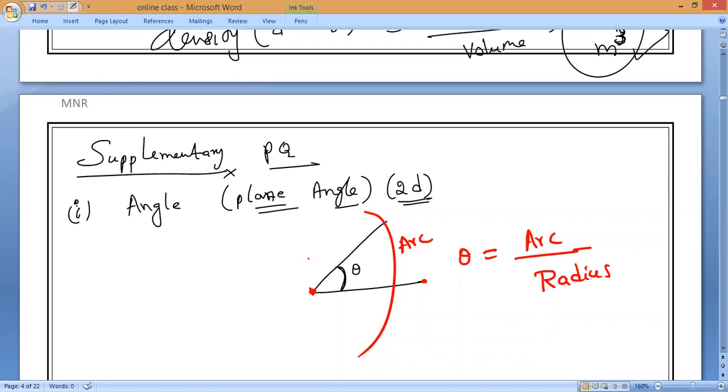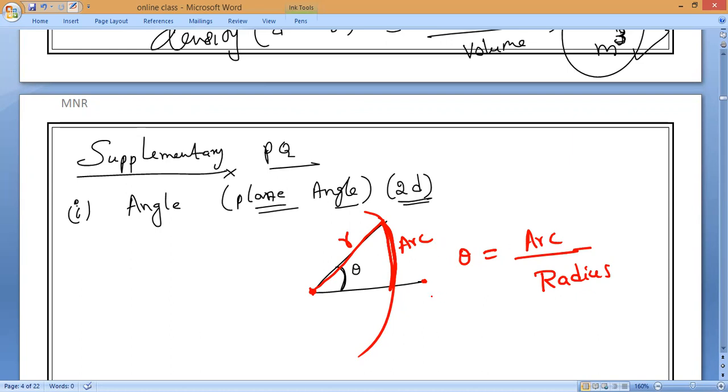Understand? Now under radius, what is the radius here? From here to here, what do we call it? Suppose I consider this is the arc. This is the arc. So what is the radius? This is the radius. Understand? And this is the arc. So what is theta? Theta is equal to arc by radius.